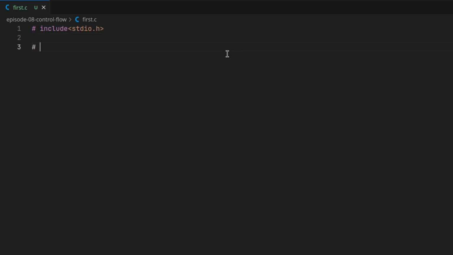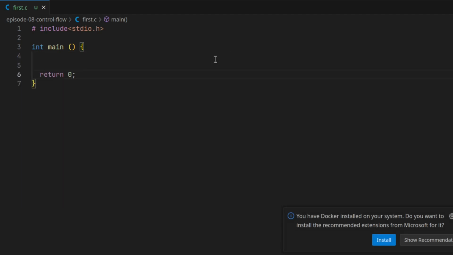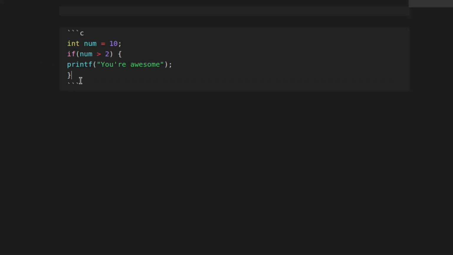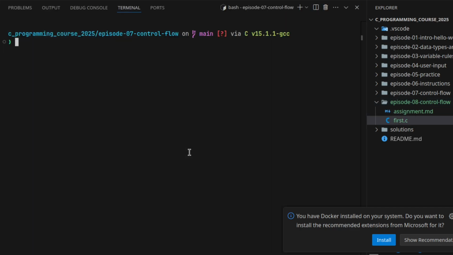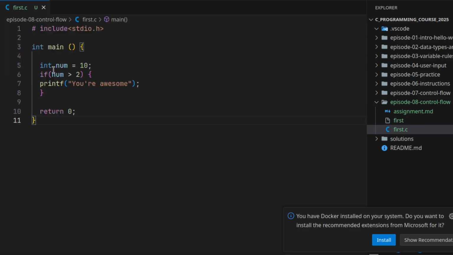This is very basic and important for C. Then we write the int main function and return 0. Why do we write return 0? So the OS can find out that the program ended correctly. Let's copy the whole program and correct everything. Press Ctrl S, clear the terminal, and before running the program, go into the episode 08 control flow folder: gcc first.c -o first. We use -o for the output, in the same directory, and then run ./first.